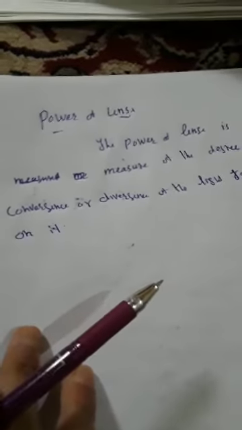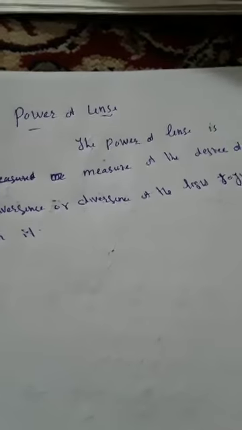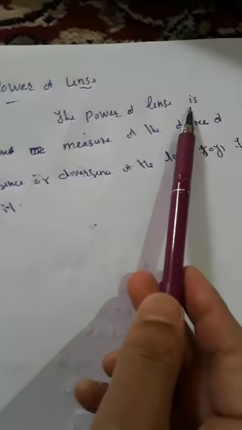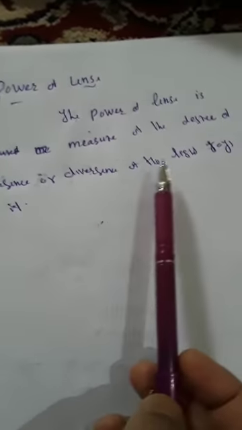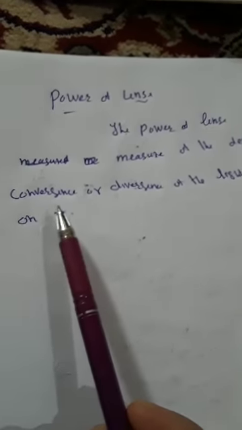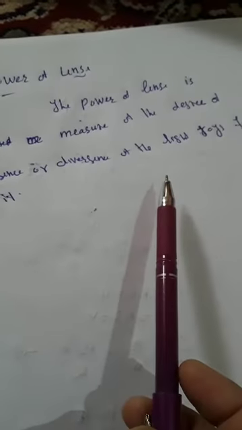Today's topic is power of lens. First, we will discuss the power of lens. Power of lens is a measure of the degree of convergence or divergence of the light rays falling on a lens. Suppose I can give an example.